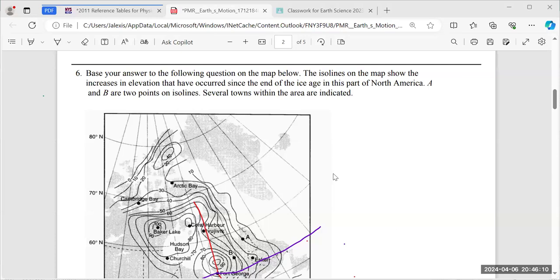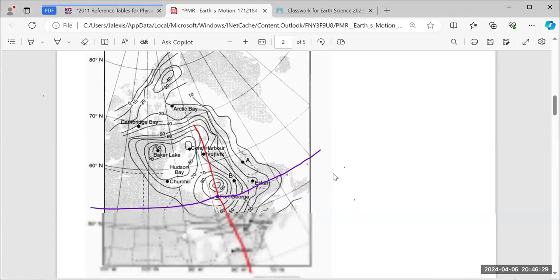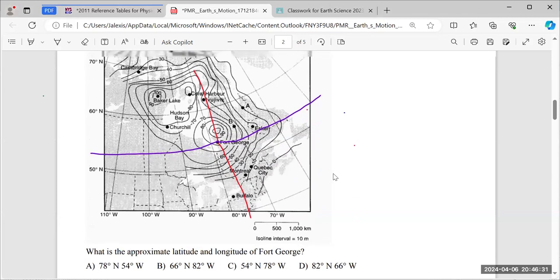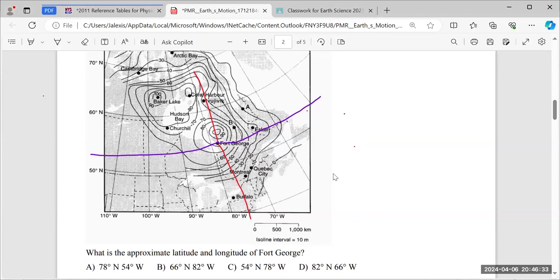All right, so it says base your answers to the following question on the map below. The isolines of the map show the increases in elevation that have occurred since the end of the Ice Age in this part of North America. A and B are two points on isolines. Several towns within the area are indicated. All right. So it says, what is the approximate latitude and longitude of Fort George?